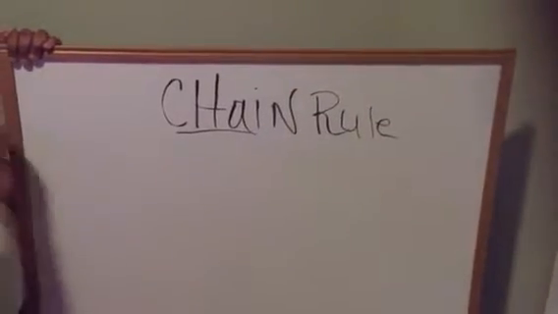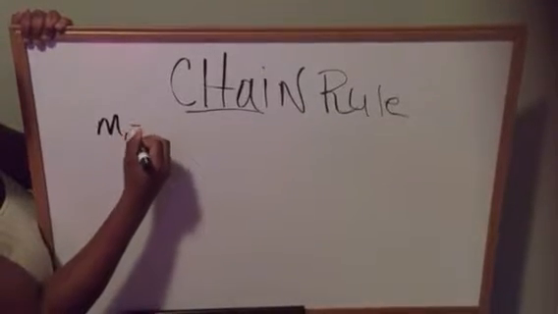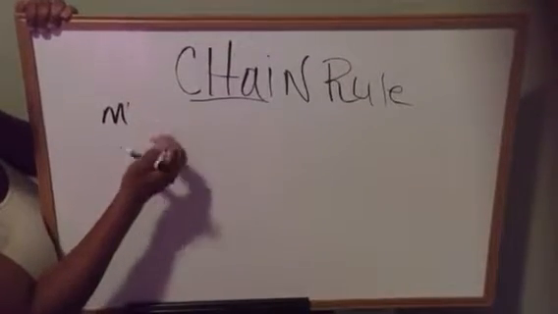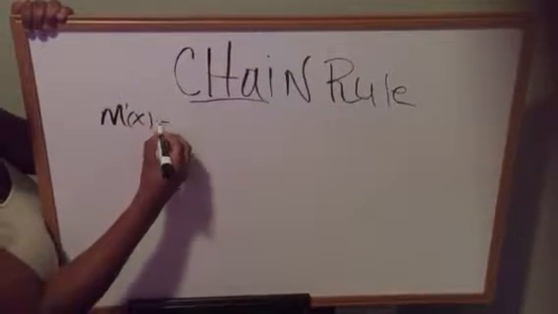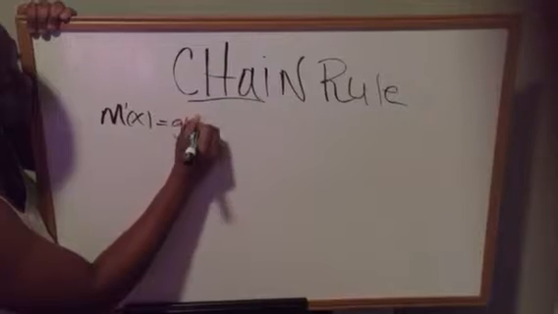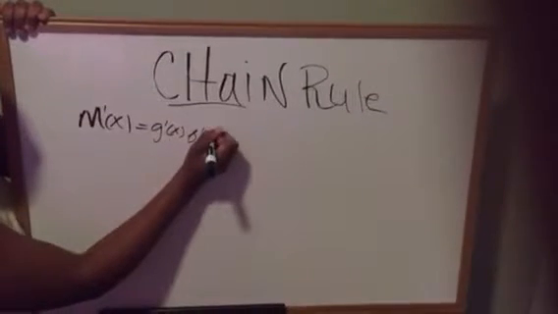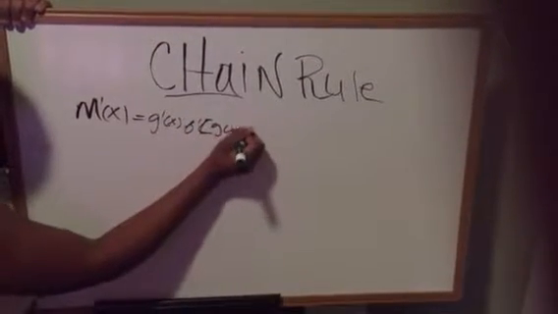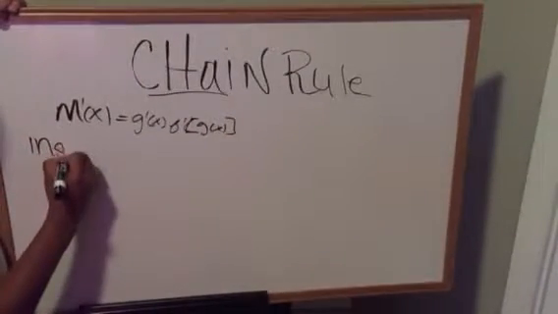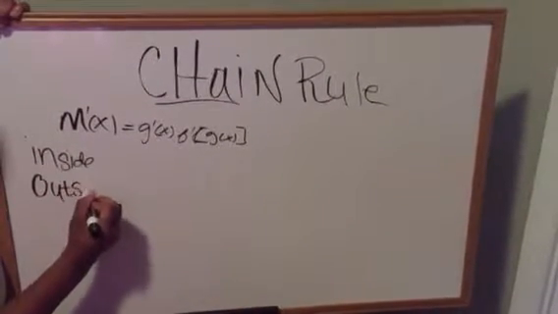All right. Next, how do we tell which is the inside? I'm writing this formula so that I can talk about it. m prime of x equals g prime of x times f prime of g of x. Okay, so how can we tell which function is the inside function and which function is the outside function?